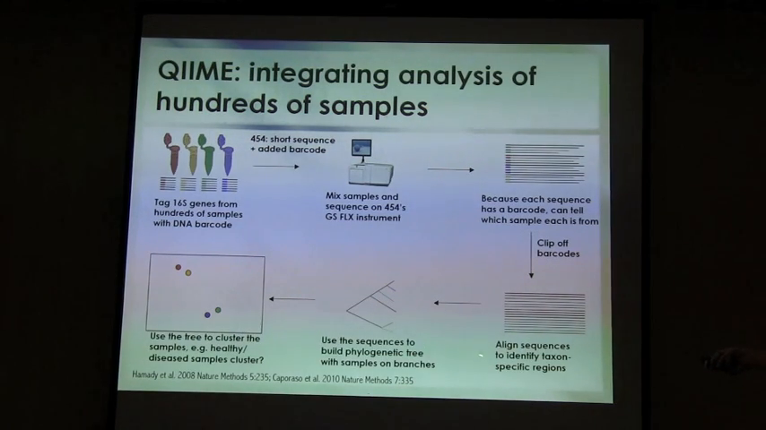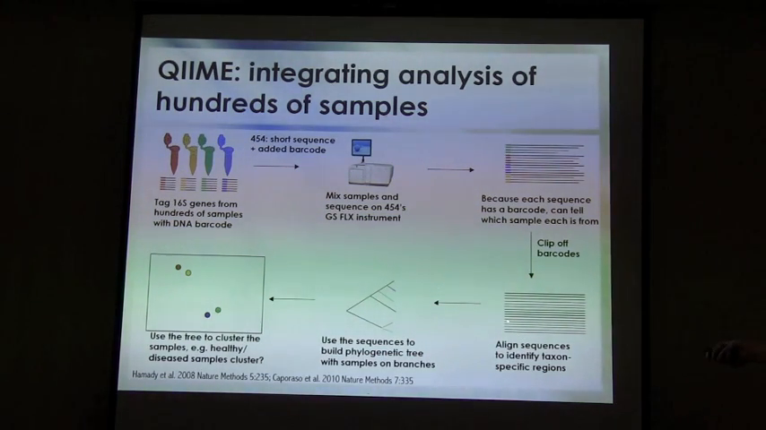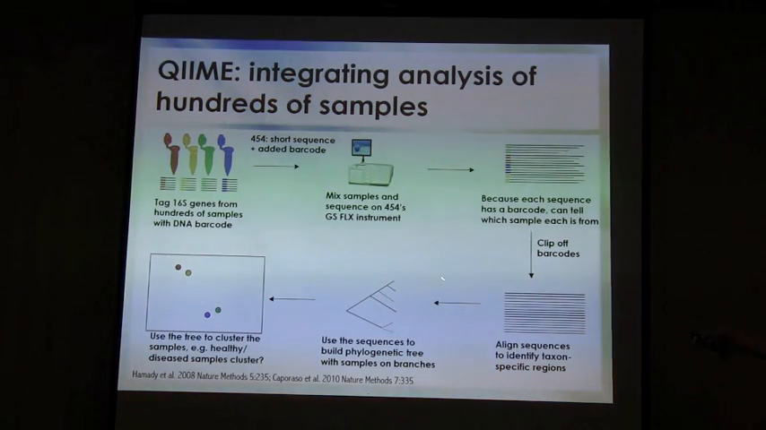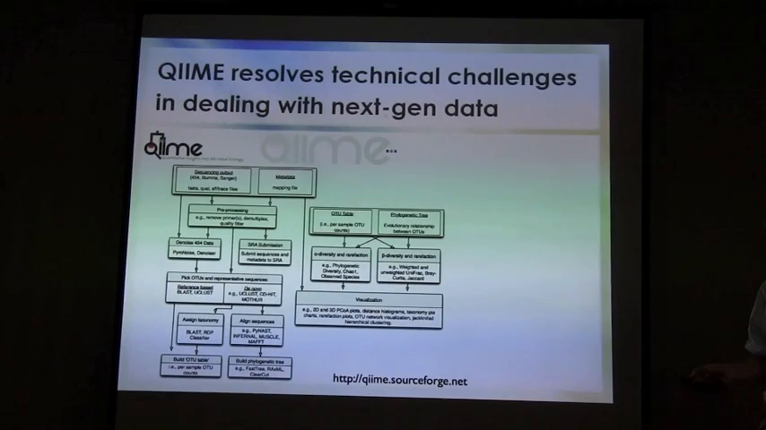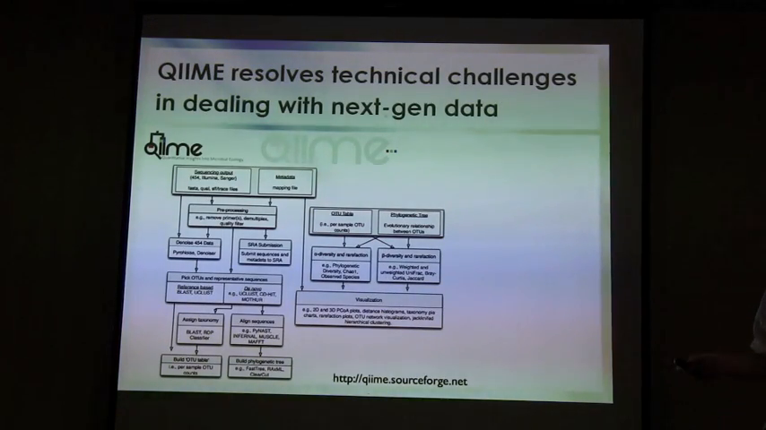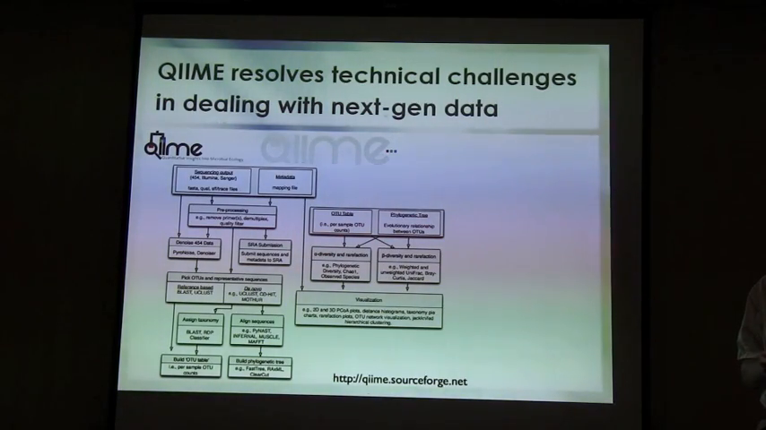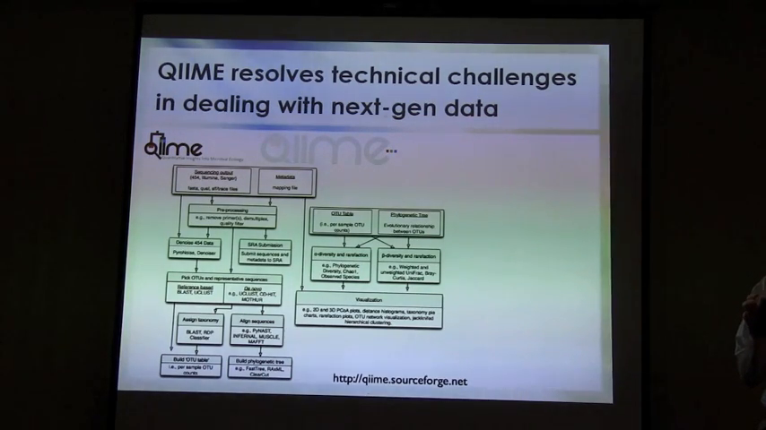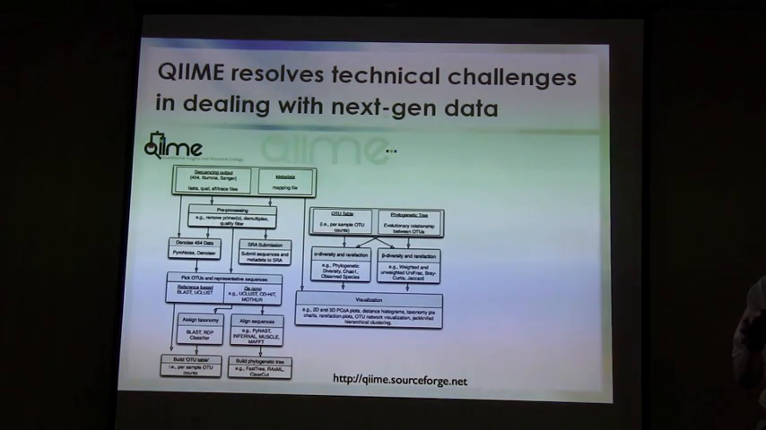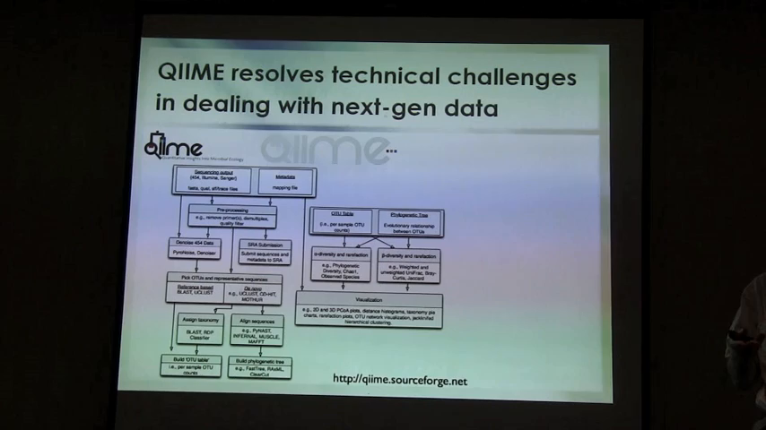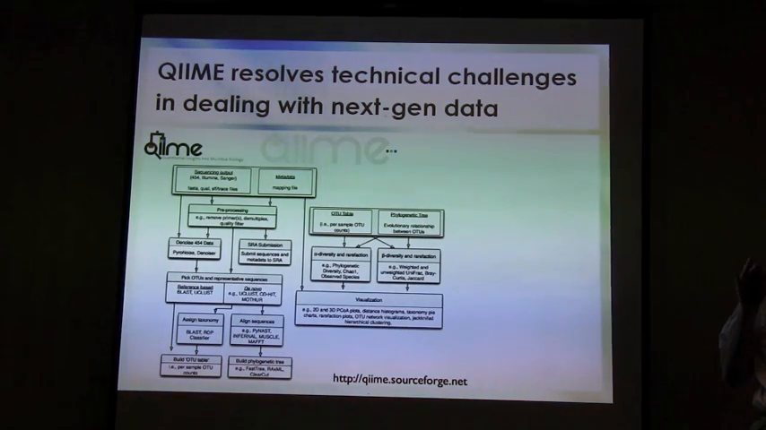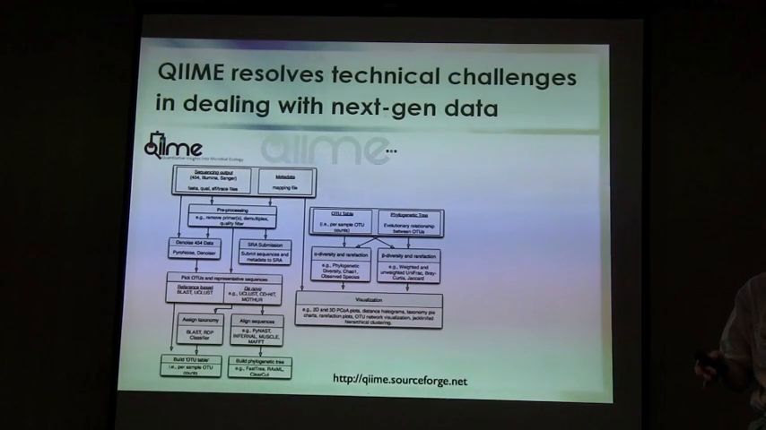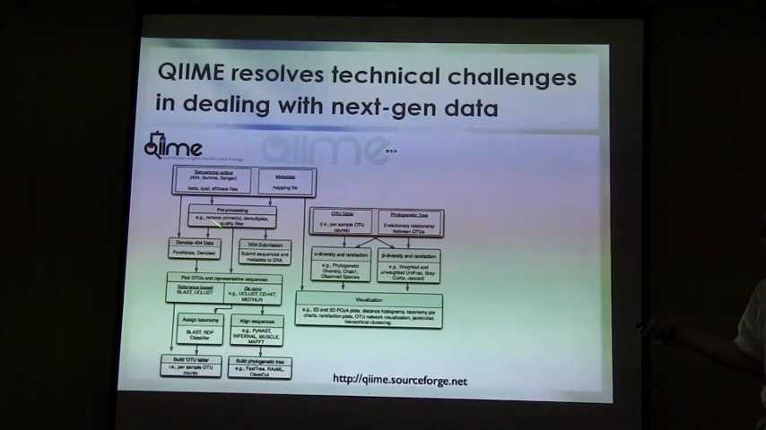Then we can clip off the barcodes, align them and identify the taxon-specific regions, use the sequences to build phylogenetic trees, and then use the trees to cluster the samples like I showed you. And so the goal behind QIIME is to resolve a lot of the technical challenges with next-gen sequencing data, primarily by providing a pipeline where some of the steps are things that are new that we develop ourselves, but many of the steps are integrating existing tools and making it easier to use them so that you don't have to track down 100 different programs on the internet and install each of them on your computer.